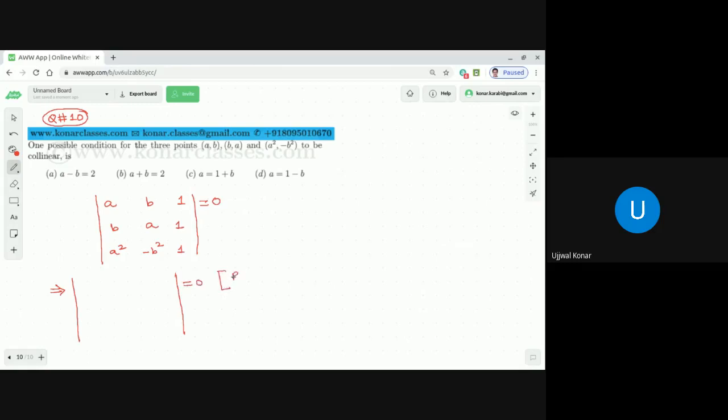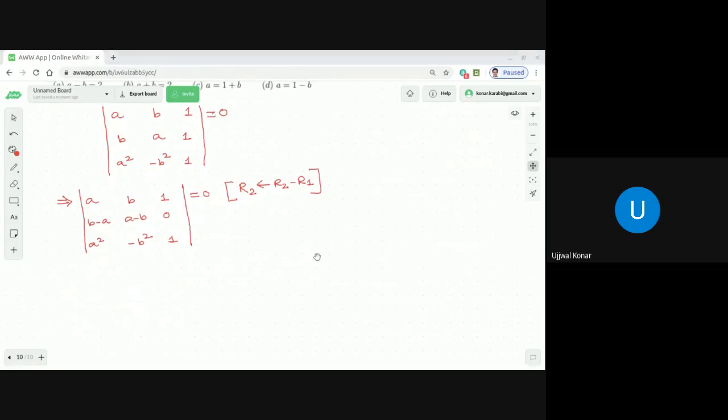But the operation I'm going to do is that my new R2 is the old R2 minus R1. That means my R1 and R3 will remain the same as they are in the previous determinant. That is a, b, 1, a square, b square, 1. But the second row elements would be the earlier second row minus row 1. That means b minus a, a minus b, and 1 minus 1 is 0. Correct? Got it?